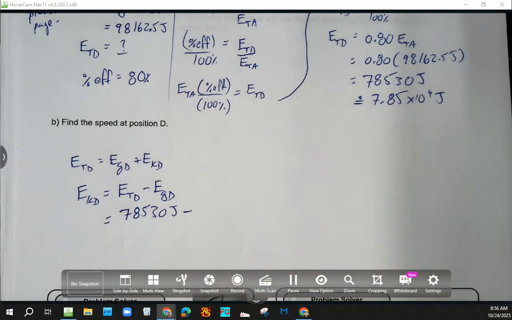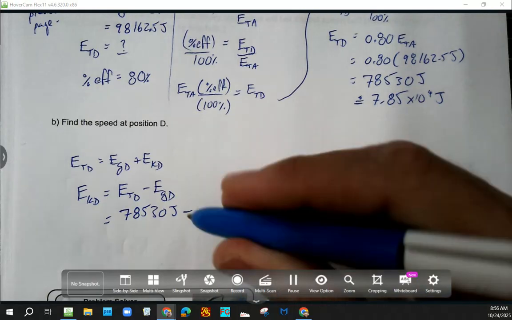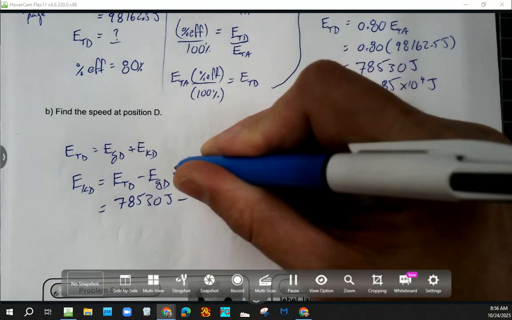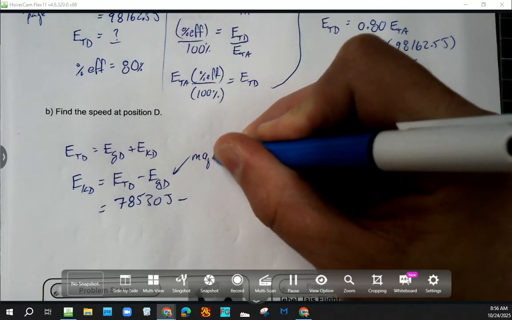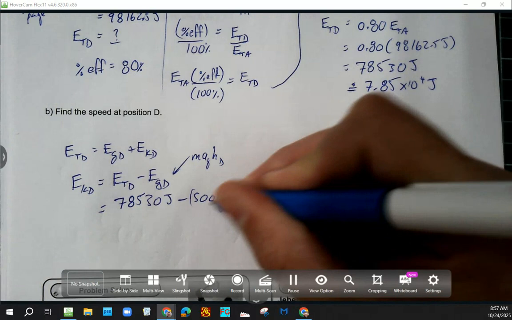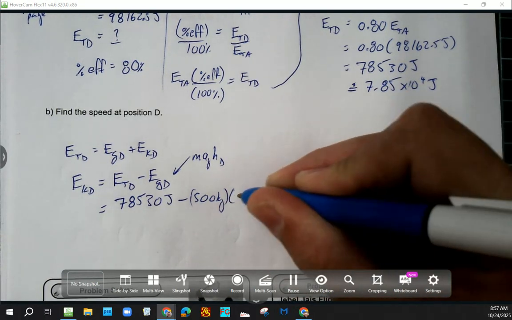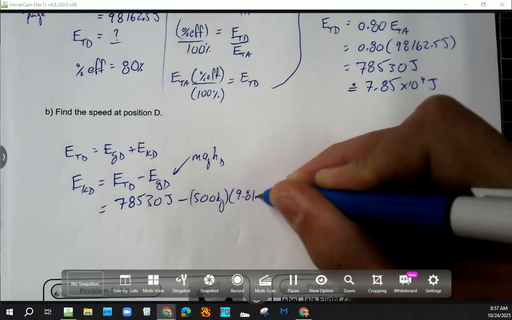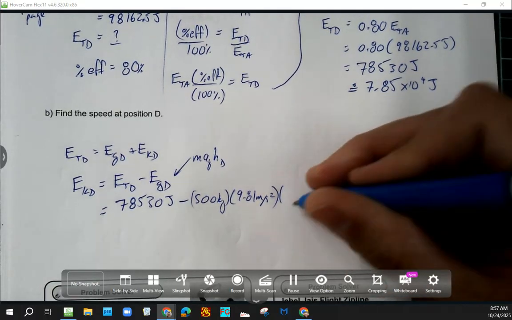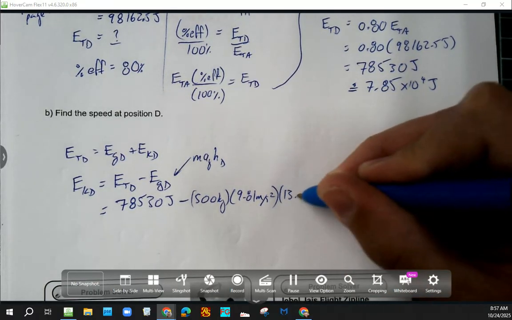EGD, did we even calculate that yet? Remember, that's mass times acceleration of gravity times height d. So the mass was 500 kilograms, 9.81 meters per second squared, times HD, which is 13.0 meters.